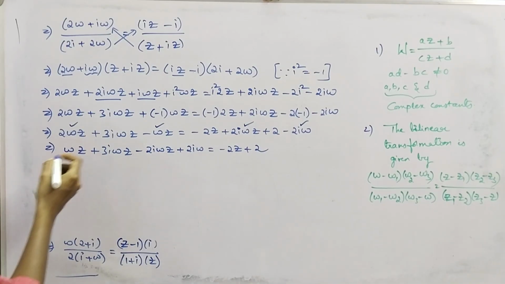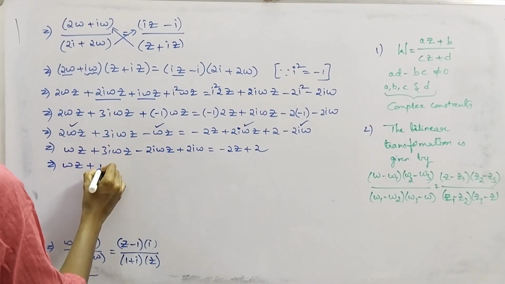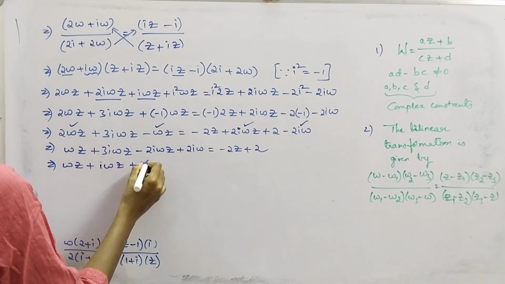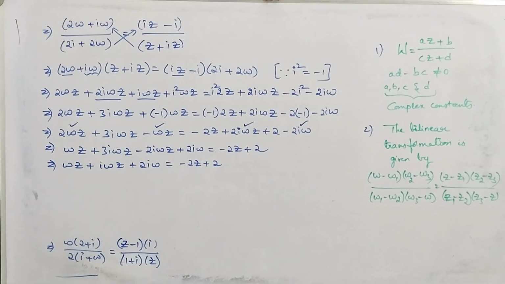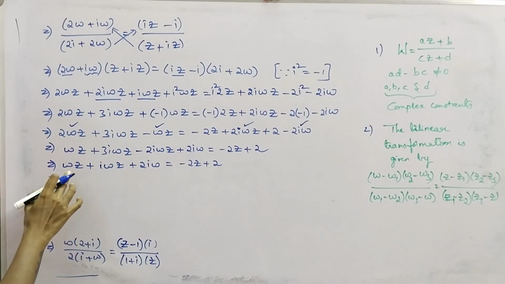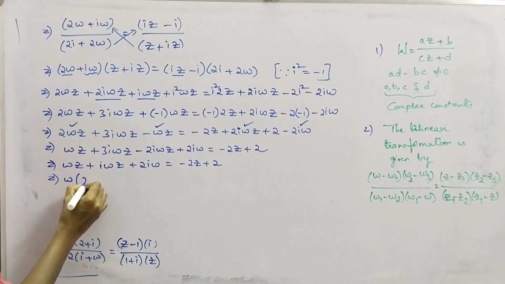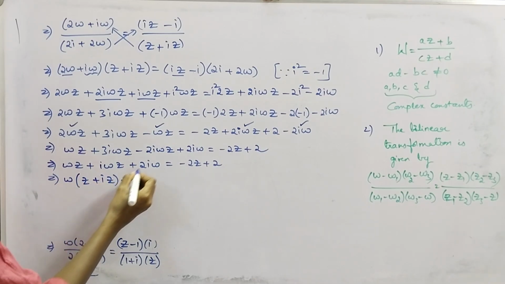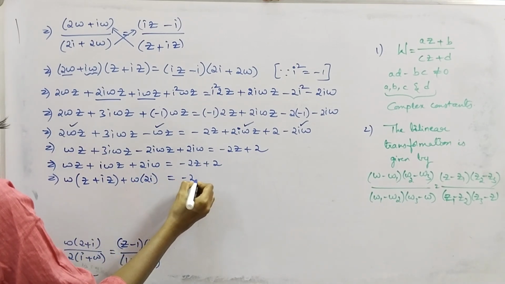Now see, you can simplify. 3i omega Z minus 2i omega Z gives i omega Z plus 2i omega equal to minus 2Z plus 2, right? Now observe carefully. We'll take omega common here, okay? We can take omega Z common from these two terms. You'll get omega times Z plus iZ plus omega times 2i. I can write this 2i omega as omega times 2i, right? And RHS remains the same.